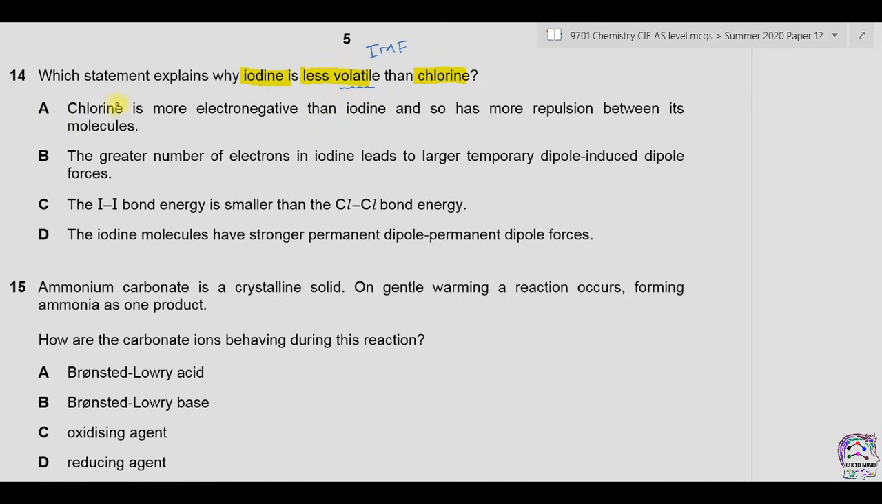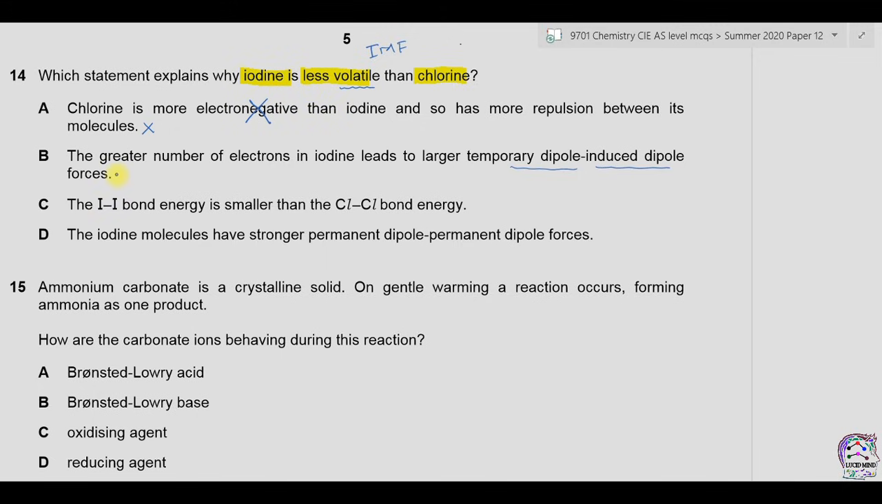Part A says chlorine is more electronegative than iodine and so has more repulsion between its molecules. As volatility does not depend on electronegativity, it only depends on the intermolecular forces, so this option is incorrect. B says the greater number of electrons in iodine leads to larger temporary dipole-induced dipole forces. We know that if the number of electrons is larger, there will be more temporary dipole-induced dipole intermolecular forces, and the higher the forces, the less volatile the substance tends to be.